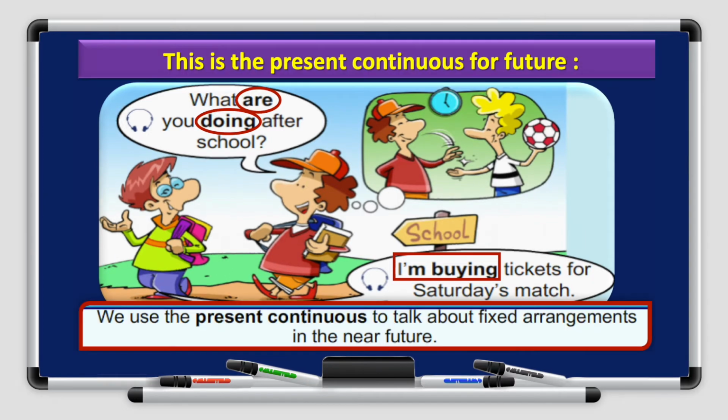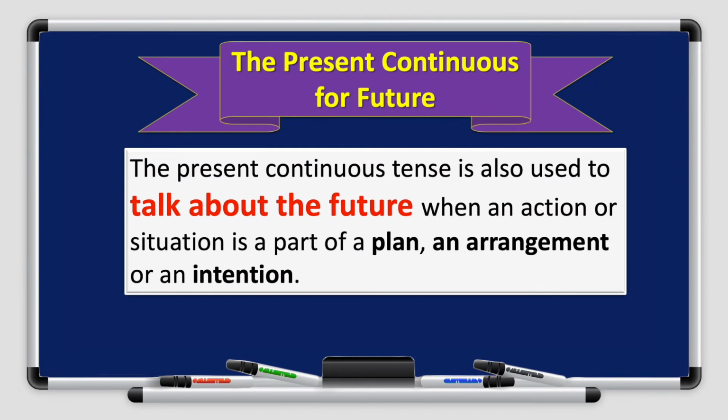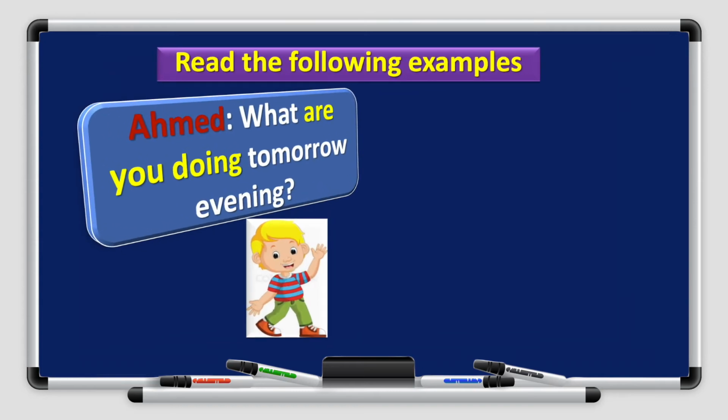We use the present continuous to talk about fixed arrangement in the near future. So you've already planned this arrangement that will happen in the near future. It's a fixed arrangement. So it is also used to talk about the future when an action or situation is part of a plan, an arrangement, or an intention. Let's look at the following examples.